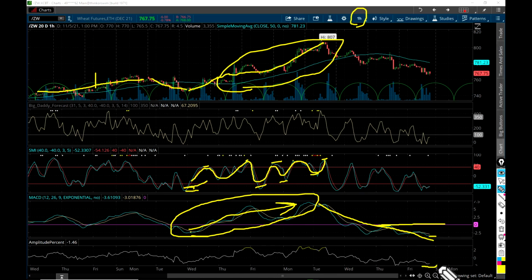And we may even see red show up on this amplitude if it gets much lower, because remember, it's just distance away. So whether we get way below the 50 hour in this case, or well above the 50, if we get too far above or below, that amplitude indicator will start to turn color. See how it turned yellow over here? I don't have any red on here because lately it doesn't stay below the 50 hour for very long.